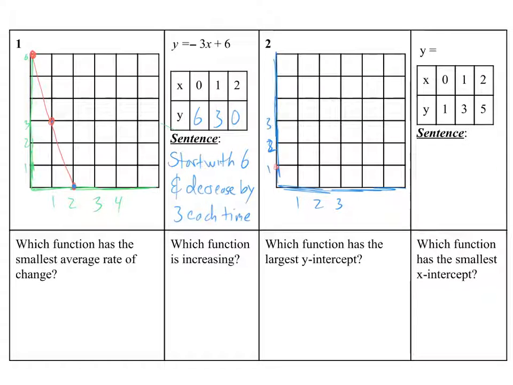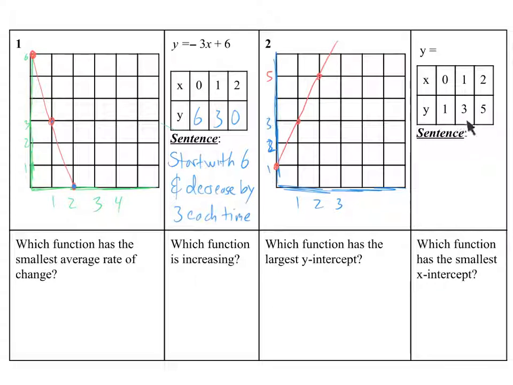So 0 is 1. 1 is 3. And 2 is 5 right here. And can you make a line? Okay. So what does that mean? Okay, well, I have these two. How do I get my equation? Well, can you look at the graph or the table and think, what did you start with and how is it changing? Yeah, we started with 1, and we're changing by 2 each time.